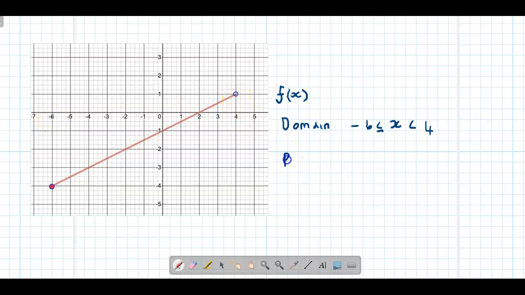The range is what comes out, and we tend to think of this with a graph as being the y numbers that come out. So our biggest y number is 1, but not including 1, and our smallest y number is -4. So we're going from -4, and we can have that because it's a solid circle, up to, but not including 1.